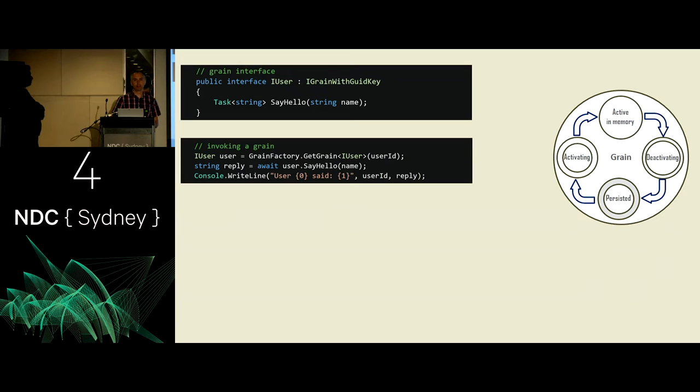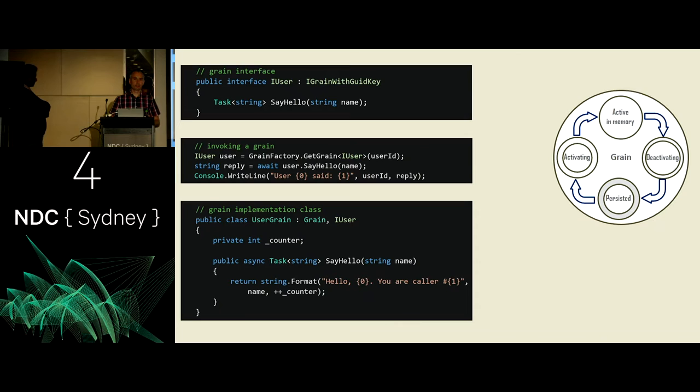And when you implement a class that extends the base class Grain and implements one or more grain interfaces, like in this case, our user, what you get here is the single-threaded execution guarantee. This method will never run concurrently with any other methods or any other calls to the same method. That's the guarantee of the framework, and it allows me to have a private variable counter and just increment it without worrying about data races or concurrency. I don't need locks or semaphores. So this is what the programming model is for a developer.